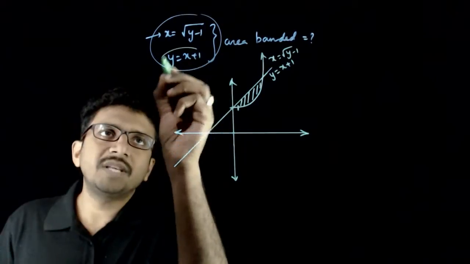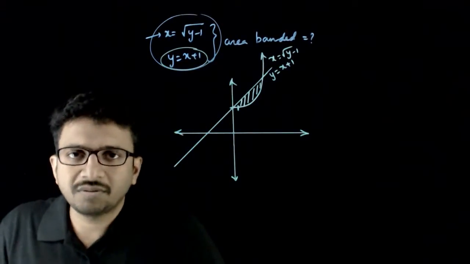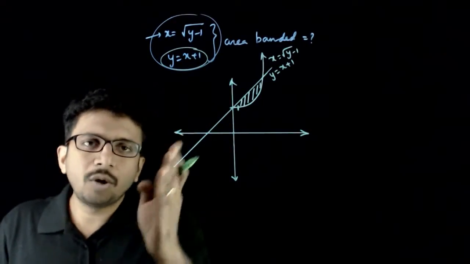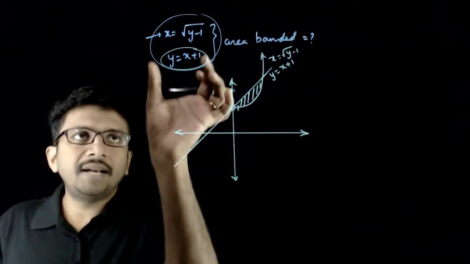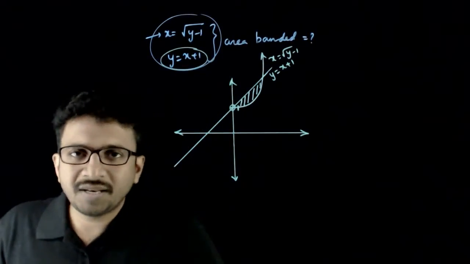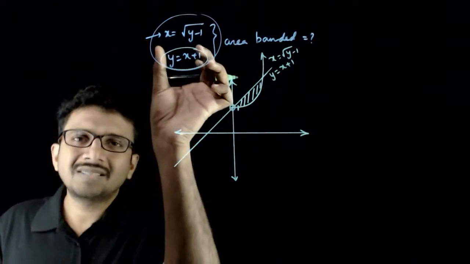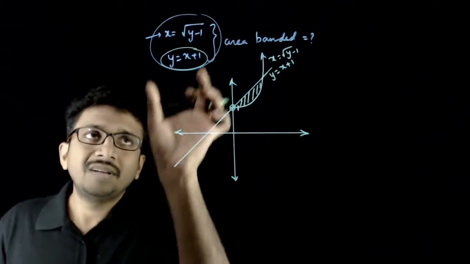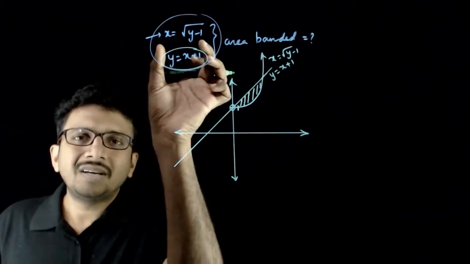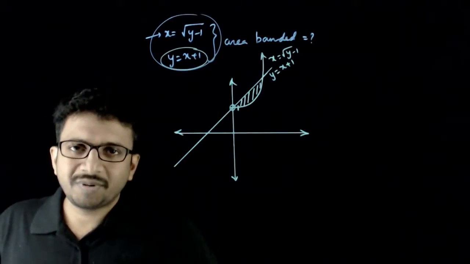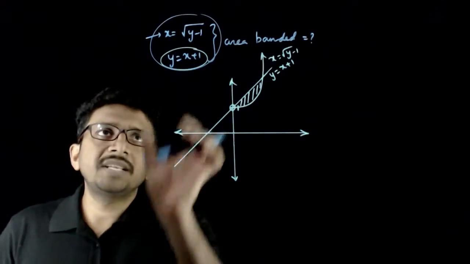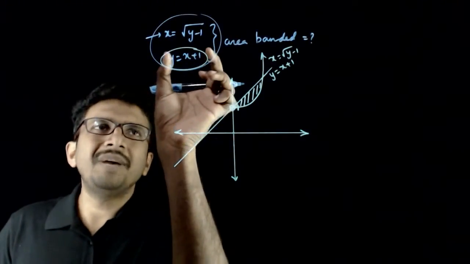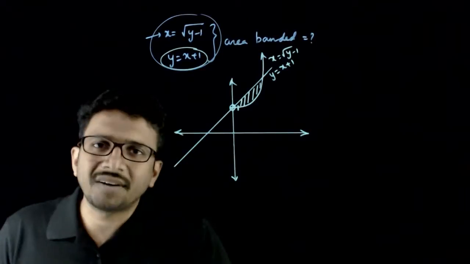y is equal to x plus 1 is a very straightforward equation. It's an equation of a straight line with slope 1 and y-intercept equal to 1. And x is equal to root of y minus 1 looks slightly problematic, so let us try to draw this step by step. To do that, let us first look for some basic graphs which are related to this graph.